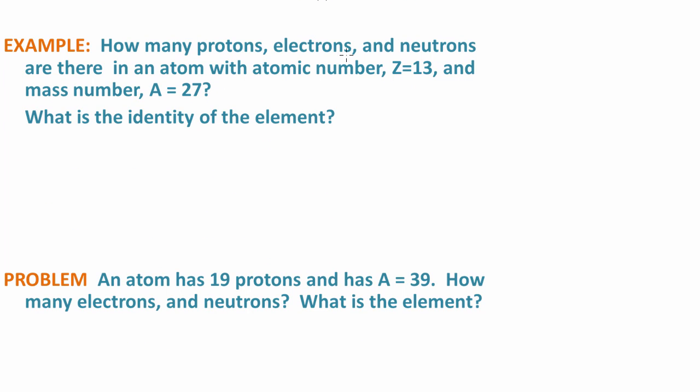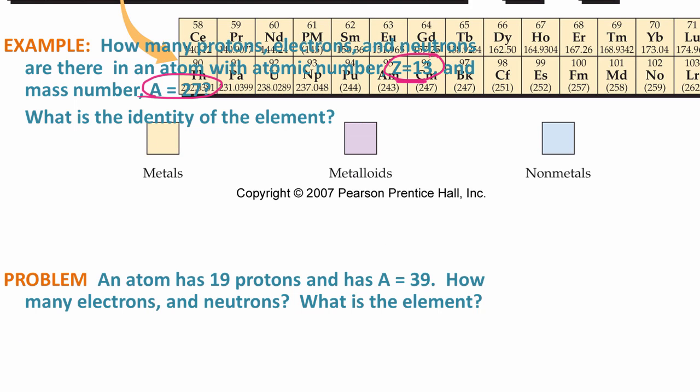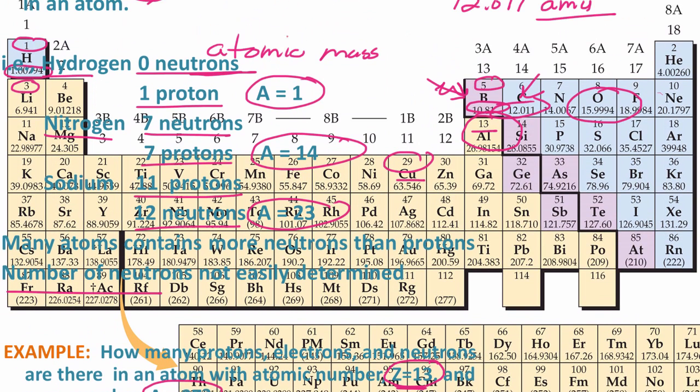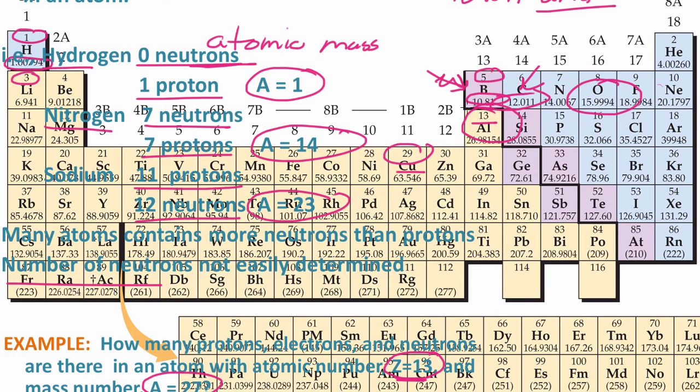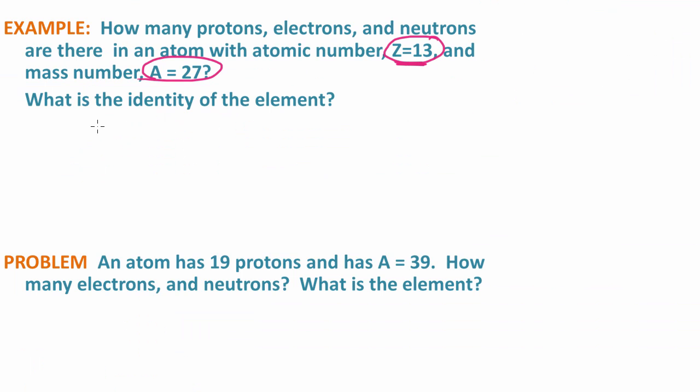How many protons, electrons, and neutrons are there in an atom with atomic number Z equal to 13 and mass number A equal to 27? And what is the identity of the element? Well, first, the only number here that's going to identify the element is Z. So I'm going to go to my periodic table and look for Z equal to 13. And let's see, right here it is. It's aluminum. So let's go back here. The identity of the element is aluminum.